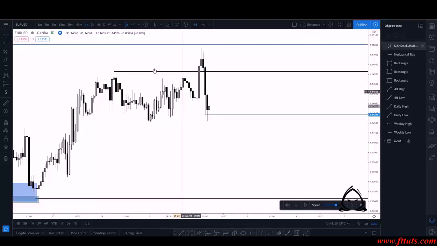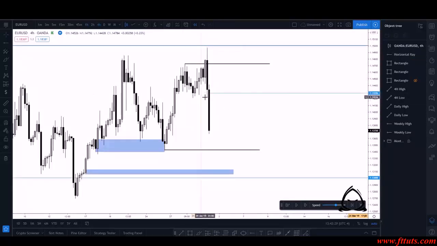we can see that if we drop back into the 4 hour chart, that line that I drew was actually in the middle right there. And you can see the next candle is already printed.